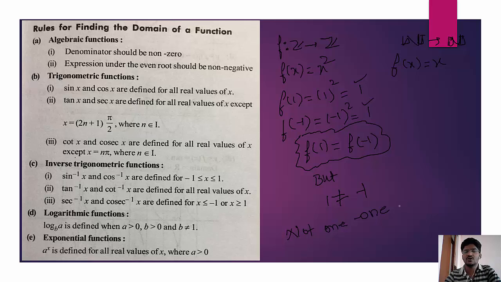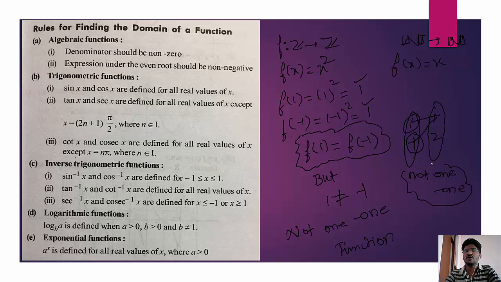Hence we can say that it is not one-one function. Clear? So for that, if you draw a Venn diagram, see this: 1, minus 1, 1, 2. 1 maps to 1, minus 1 maps to 1. Here 1 and minus 1 are having the same images, therefore it is not one-one.